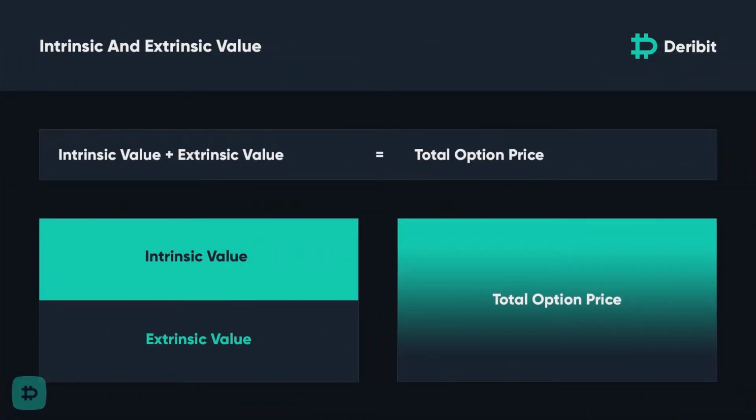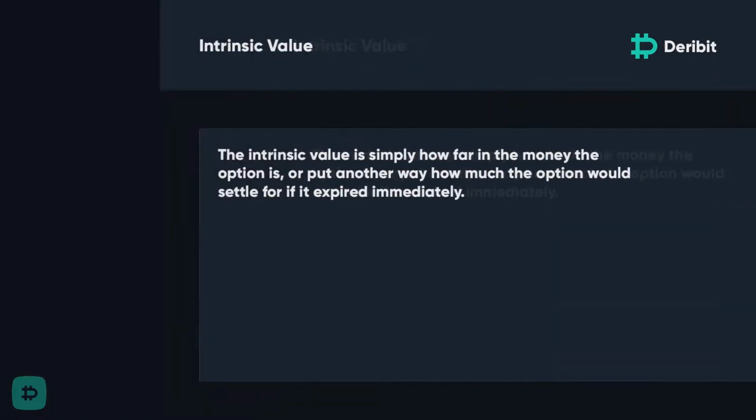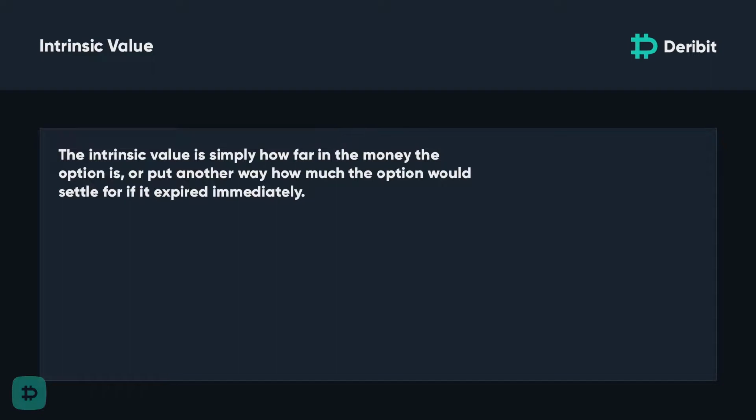An option price can be split into two parts, its intrinsic value and its extrinsic value. The intrinsic value is simply how far in the money the option is, or put another way, how much the option would settle for if it expired immediately.